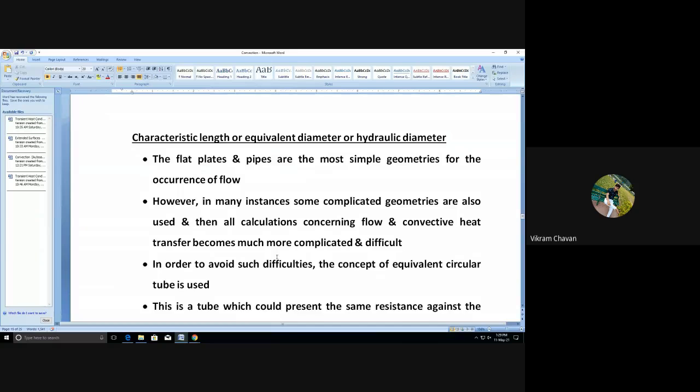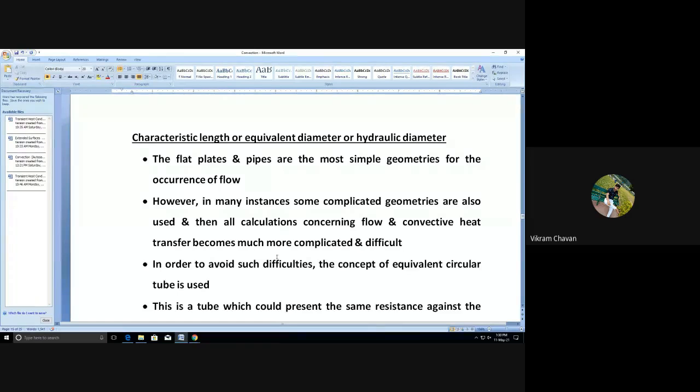Now, these geometric properties or the geometric dimensions are simpler in some of the cases. So if you are considering a simple flat plate, or a simple pipe, in that case we will get simple geometries and the calculations are not that complicated.